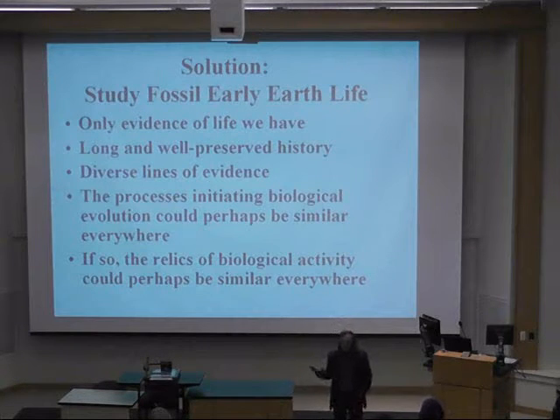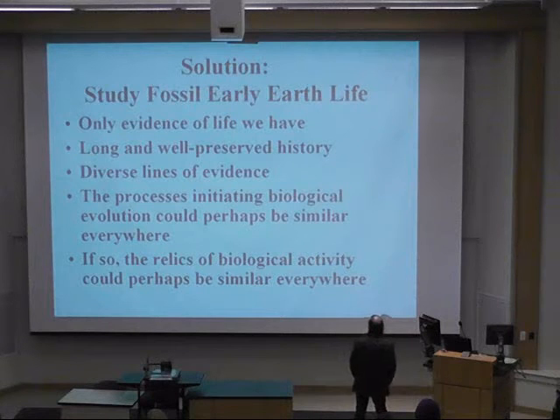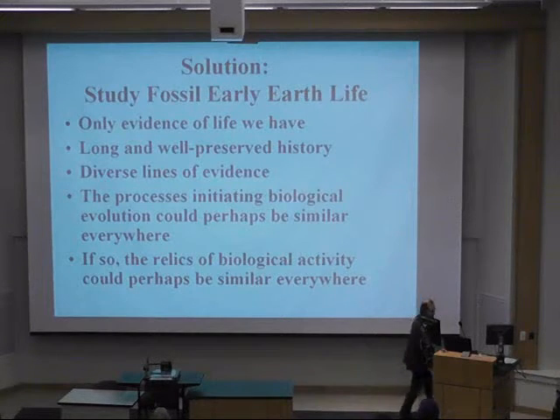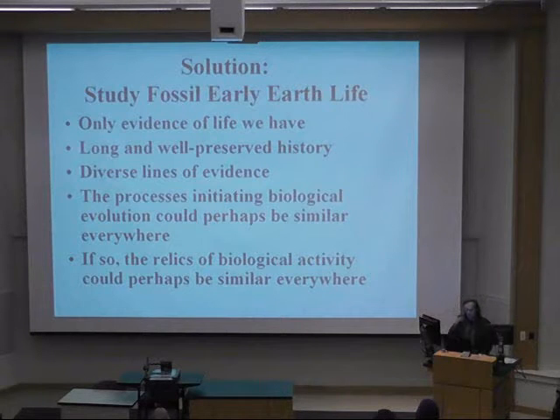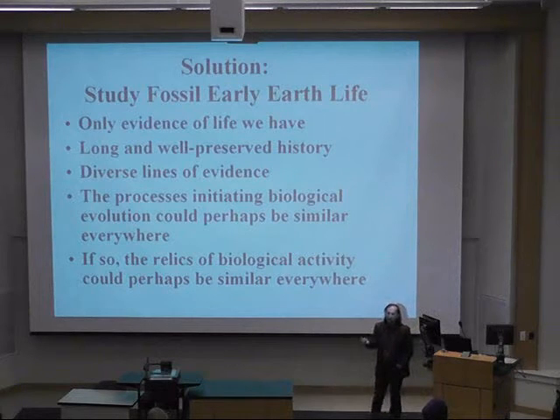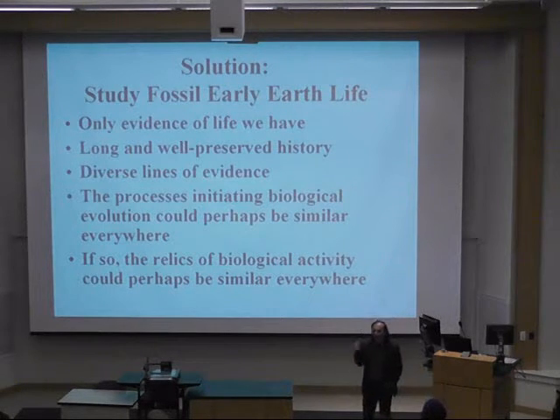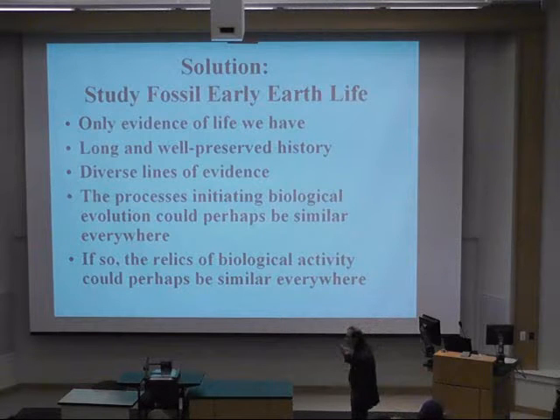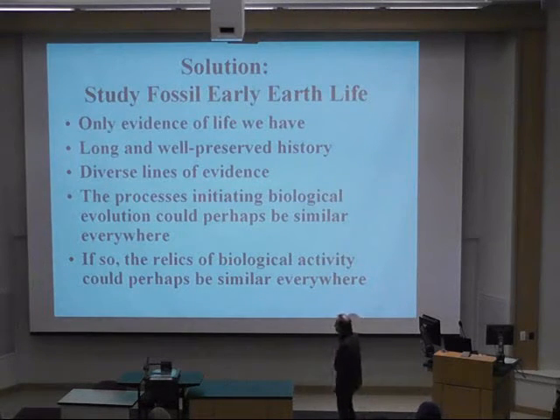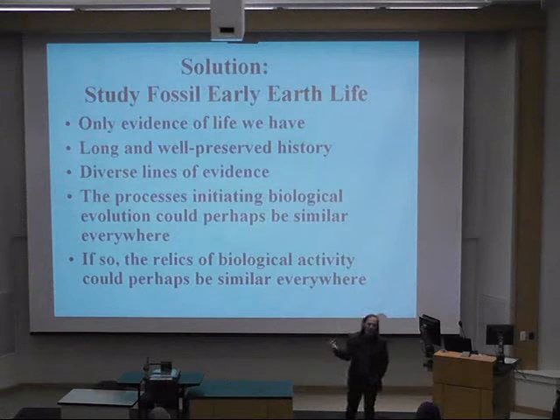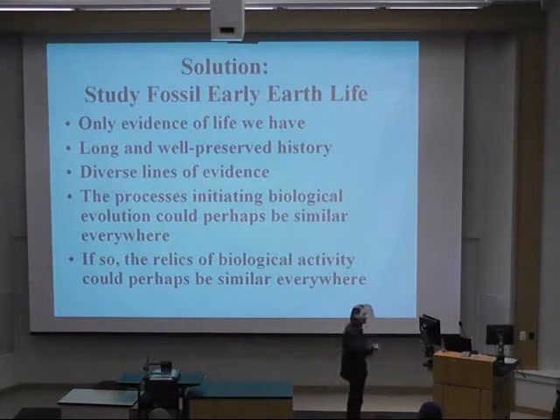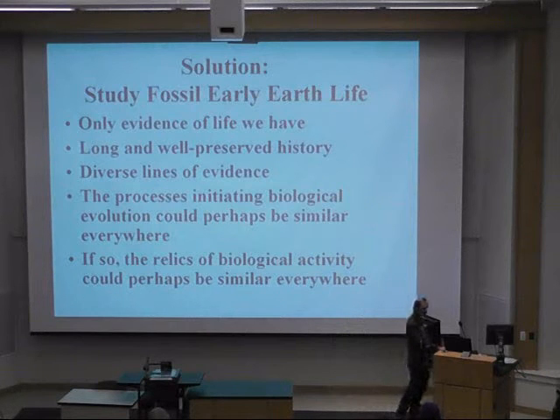The other thing is that Earth is the only planet we know of that's inhabited, and it has a long and well-preserved biological history. We've got diverse lines of evidence that there was life on Earth early in its history. And if we presume that the processes that led to life and allowed life to evolve and radiate operated pretty much the same everywhere, then we can make an analogy from fossils of early Earth life to what we might find on early Mars or other currently dead planets.